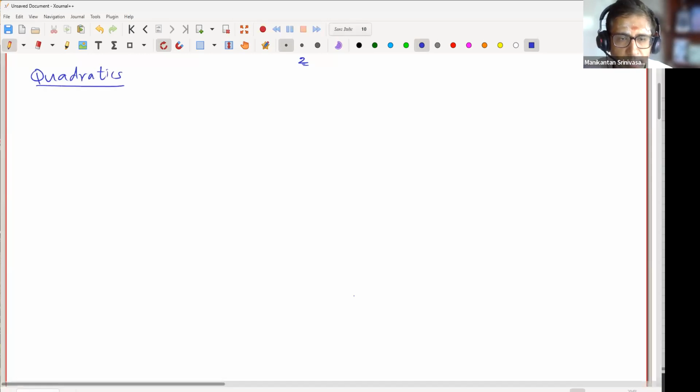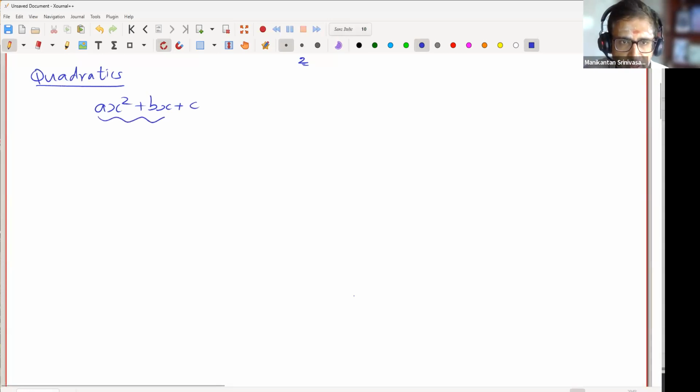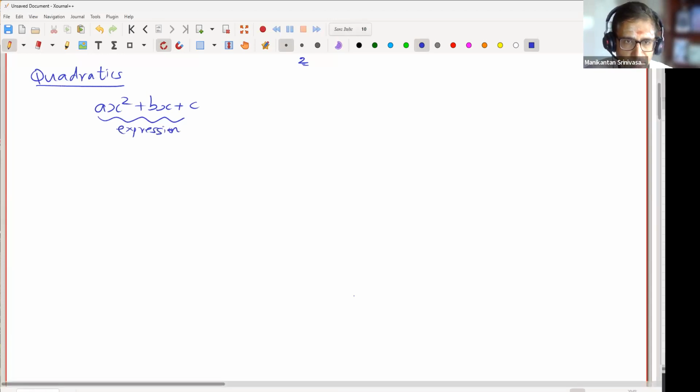Okay, again, all of this should be basic information you guys will know. So first of all, when I have ax square plus bx plus c, that's an expression. So just so that you know the difference between expression, function, and an equation, right? This is an expression.